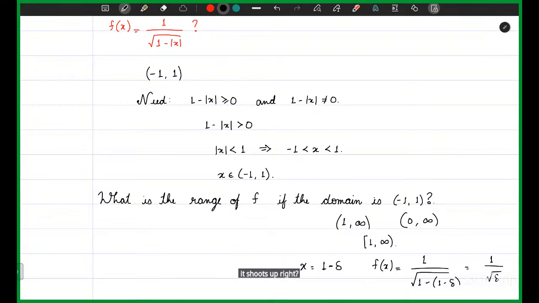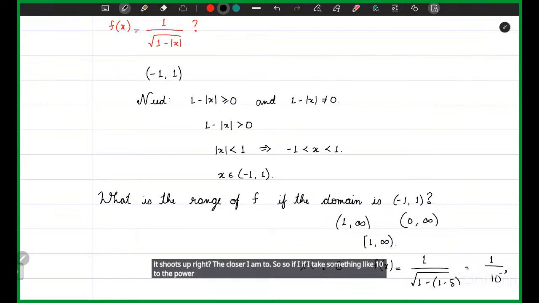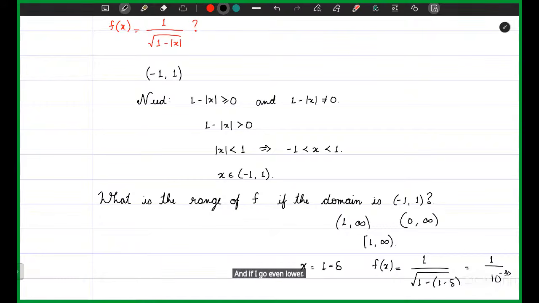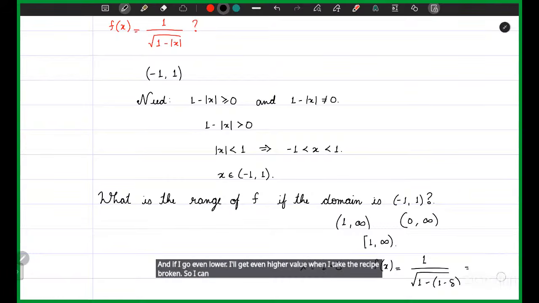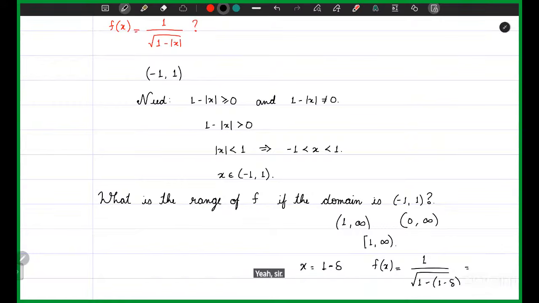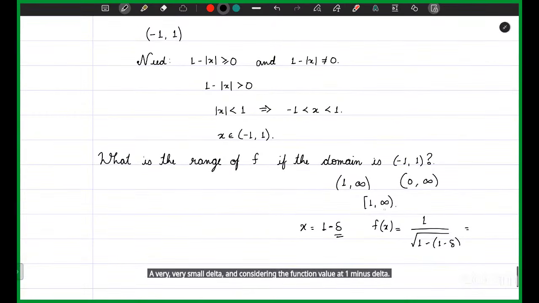If I take something like 10 to the power minus 30, I'll get 10 to the power 30 as the function value. And if I go even lower, I'll get an even higher value when I take the reciprocal. So I can make the function value arbitrarily high by taking a very, very small delta and considering the function value at 1 minus delta. So on one side, it is unbounded.